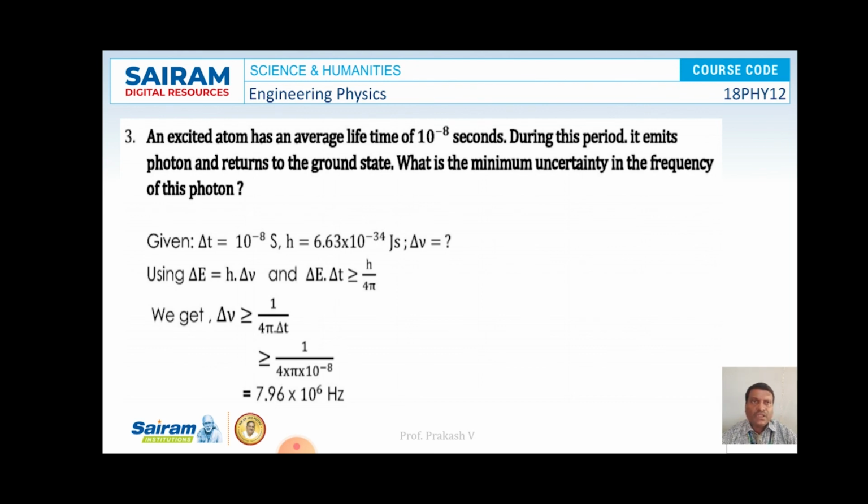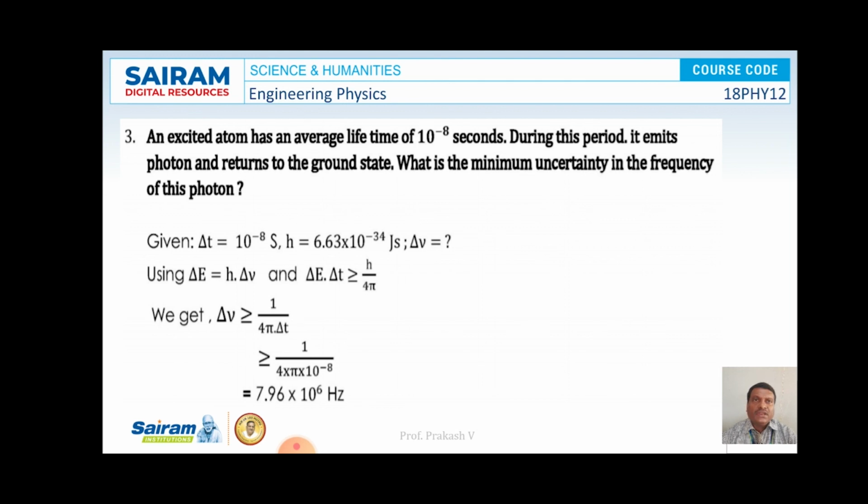So we have a formula, delta E into delta t is greater than or equal to h by 4 pi, according to the Heisenberg uncertainty principle, and hence we can write delta E is equal to h into delta nu. So finally delta nu is greater than or equal to 1 by 4 pi delta t. Substituting the value of delta t in the equation, the value of delta nu, that is the uncertainty in the frequency, is equal to 7.96 × 10^6 hertz. So this is the uncertainty in the frequency of the photon.